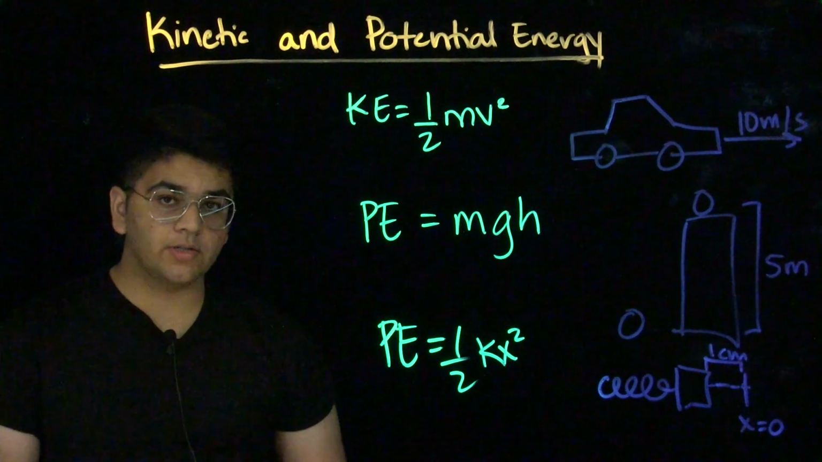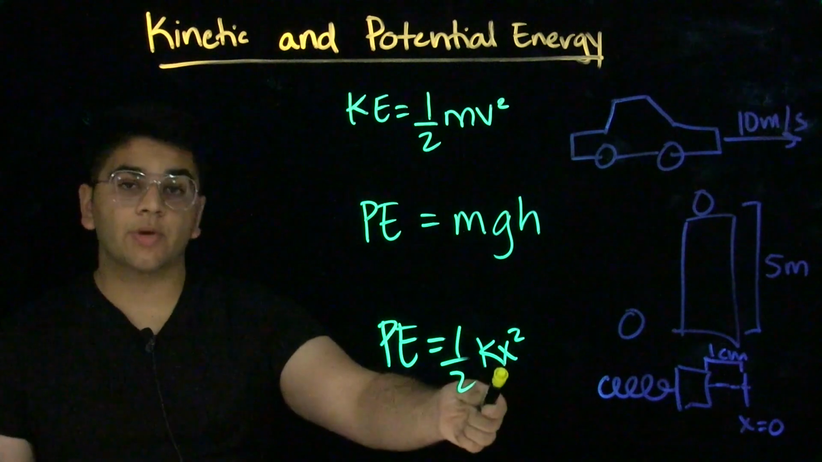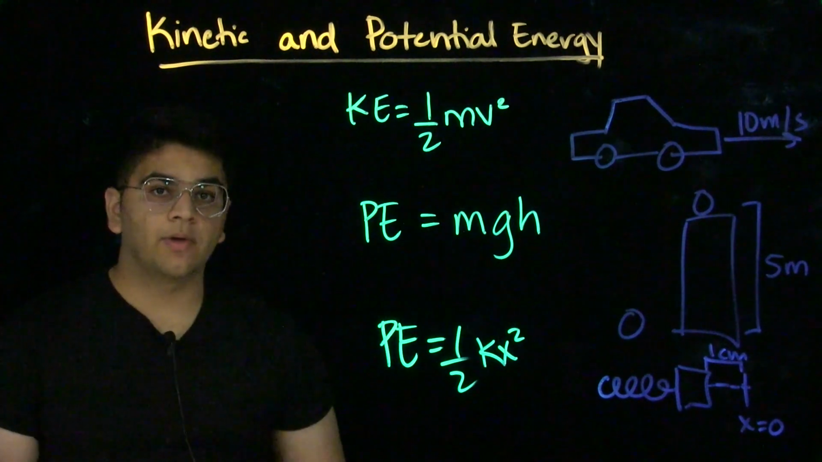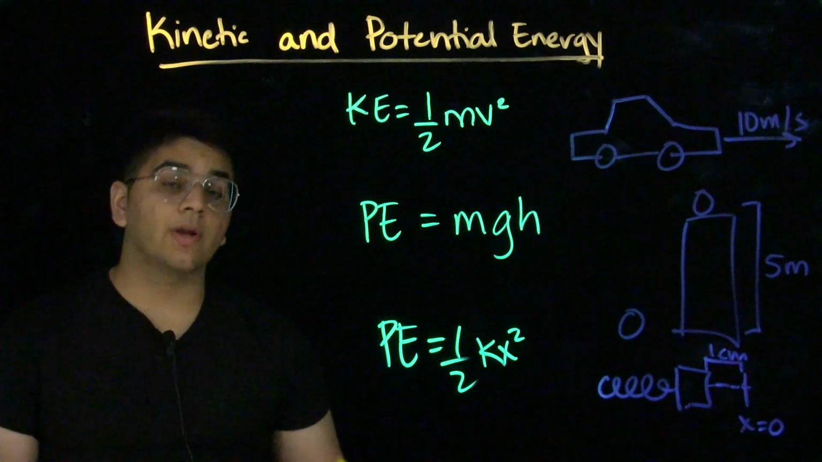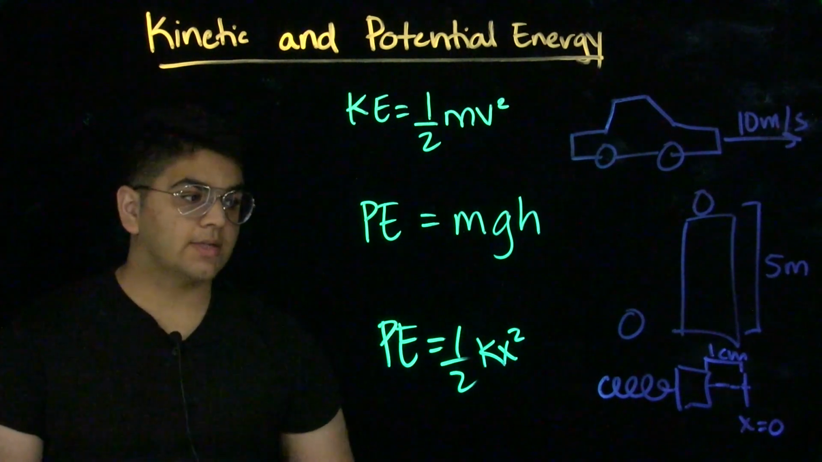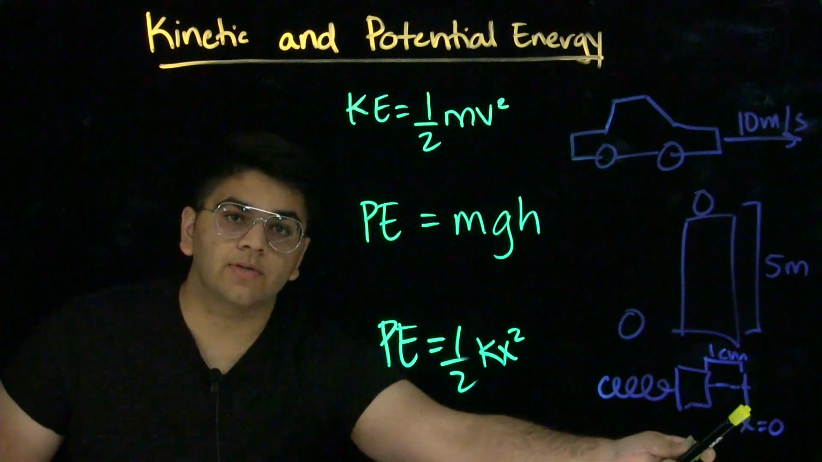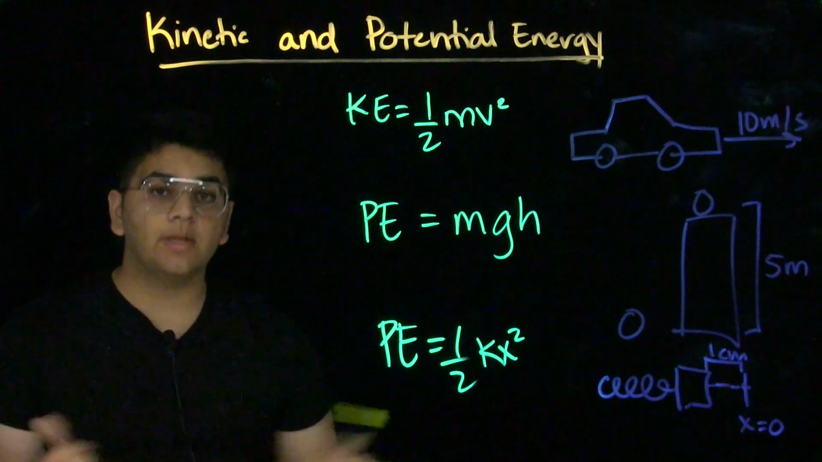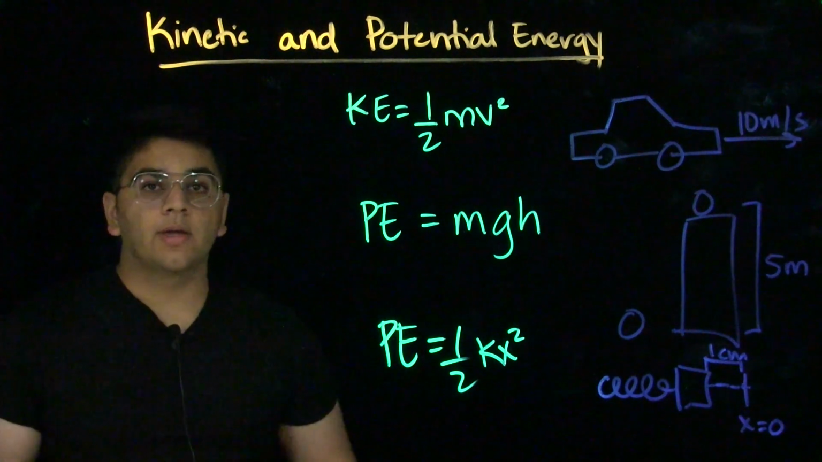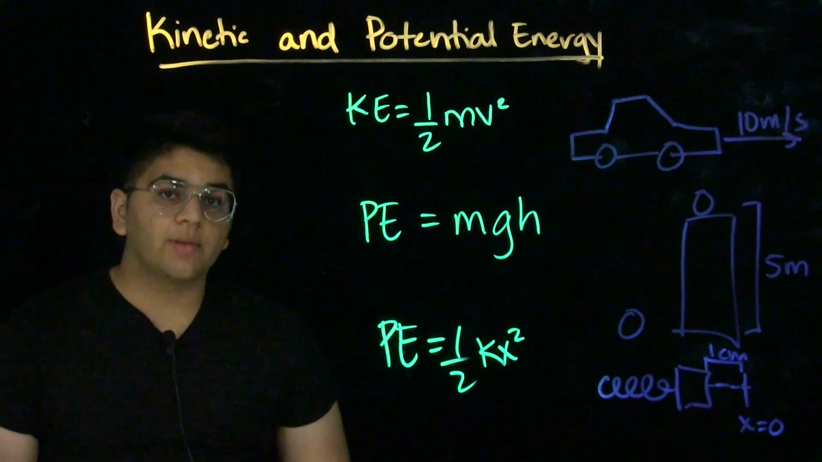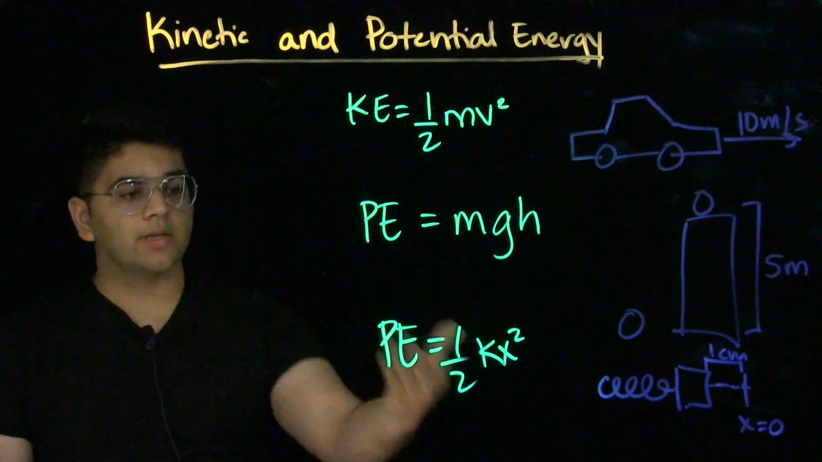We can find the potential energy stored in a spring using 1/2 times the spring constant times x squared. X here is the displacement of the spring from its initial position, or initial equilibrium length. This equilibrium length we refer to as x equals 0, where the spring is completely relaxed. We can compress the spring or expand the spring. Both of these actions will give the spring potential energy, which we can find using this formula.